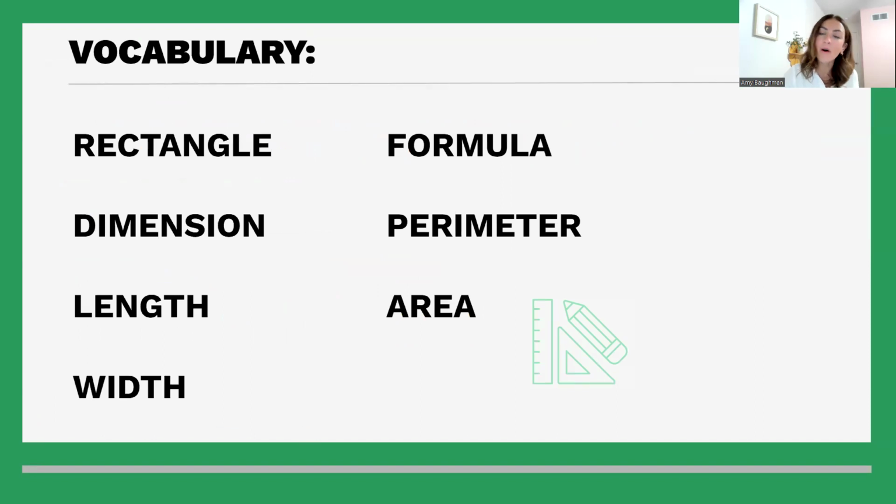Vocabulary. All of these terms we mentioned, you guys did a great job in our mini lesson before getting started. Rectangle, dimension, length, width, formula, perimeter, and area. The formulas we're going to get into right now.